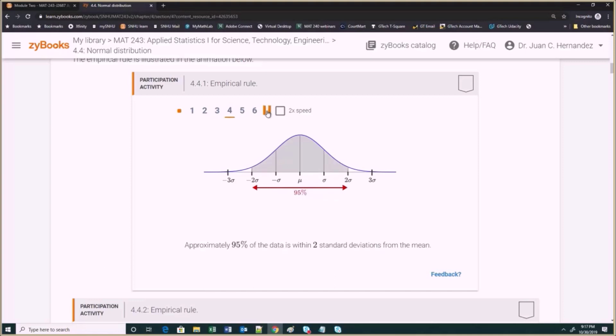Again, 95% of the data is within 2 standard deviations of the mean, and 99.7% of the data is within 3. Almost all of the data is within 3 standard deviations away. What that means is as you approach 3 standard deviations away from the mean, you tend to almost have very low probabilities after that.